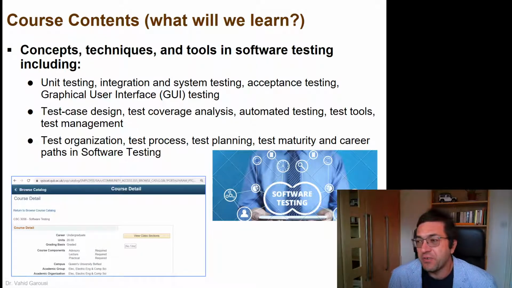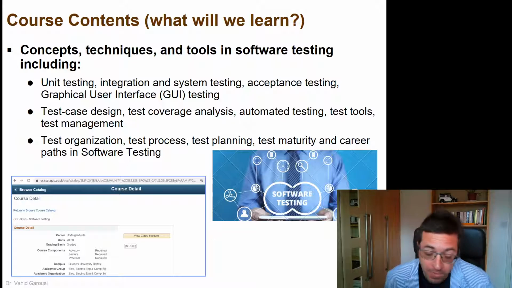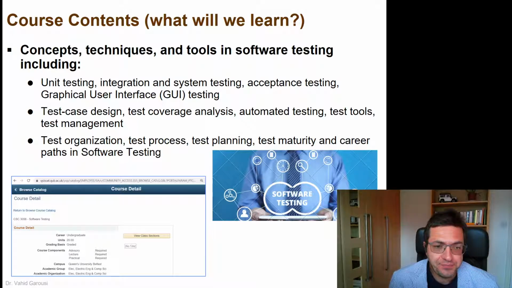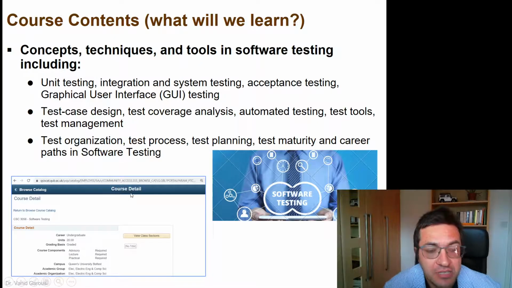So the course content. In this course, what we will learn is concepts, techniques, and tools in software testing, including unit testing, integration testing, and system testing. Also, approaches for test case design, test coverage, automated testing, which will be a very important type of approach in testing, and also other similar interesting and very practical knowledge and skills that the students will use in their future careers in the software industry. By the way, the course information is also available in QC's catalog. You can see the information there.